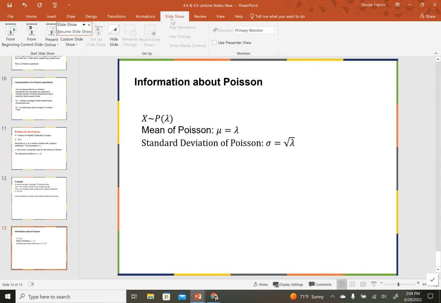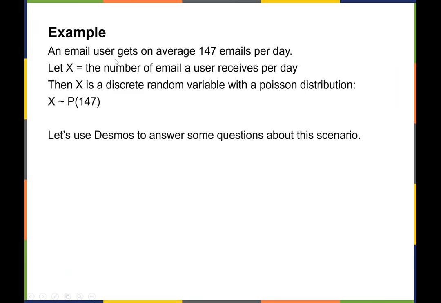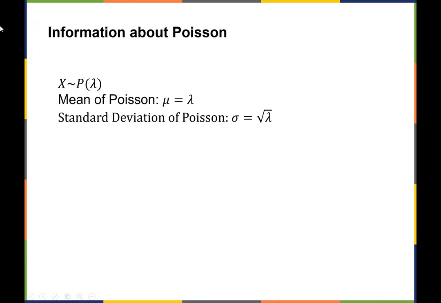And again, remember that we say X is distributed Poisson, and sometimes you see lambda, sometimes you see mu. The mean of the Poisson distribution is just that parameter that you're given, the average number of things per hour or per day or whatever. And the standard deviation is given as the square root of that mean value.